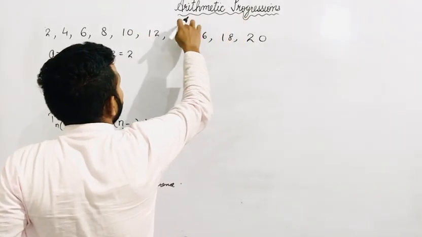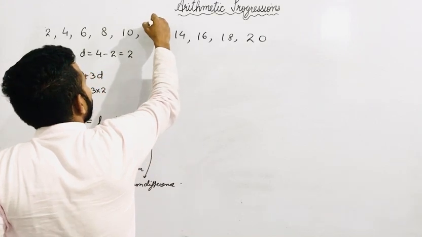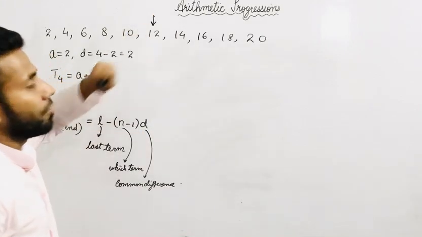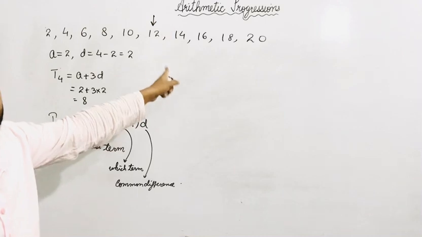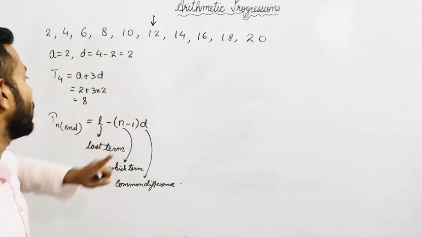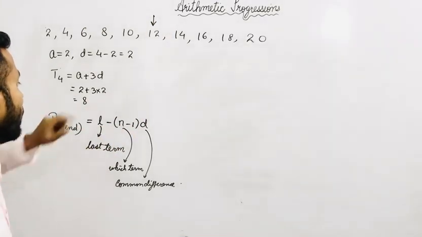1, 2, 3, 4, 5. The fifth term from the end is 12. What is the fifth term from the end? The fifth term from the end is 12. So how will you find it using this formula?